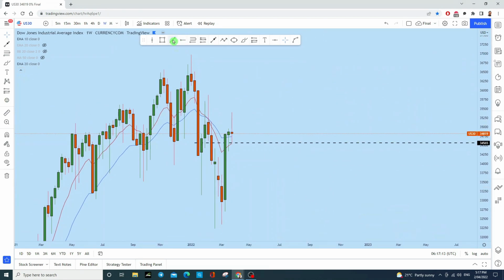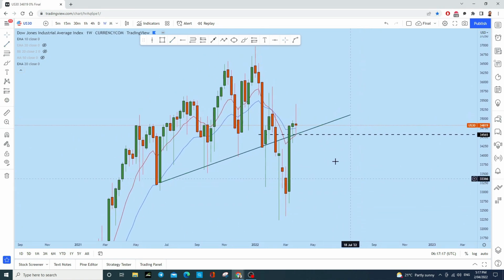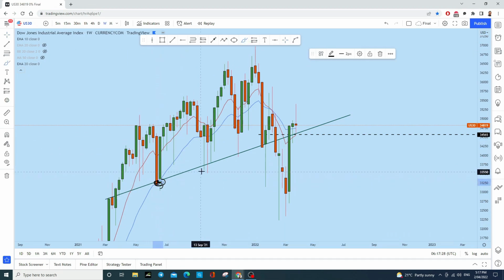Now let me draw this trend line here. US 30 was basically moving along this support for a very long time. Let me extend this over. So this Dow Jones had support here, resistance here, support here, support here. Now with these back to back dojis, it has tested this support again, and it has created a higher low.